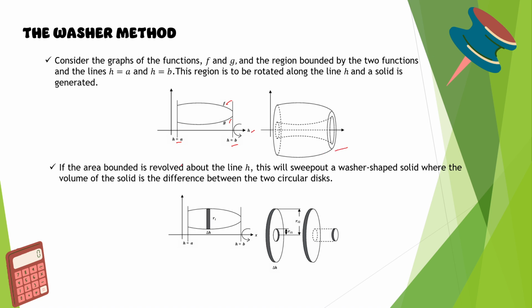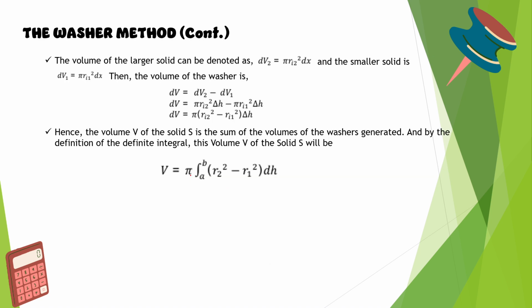If the area bounded is revolved around the line h, this will sweep out a washer-shaped solid where the volume of the solid is the difference between the two circular discs. So this is the difference between the two circular discs. And the volume of the larger solid can be denoted as this one.